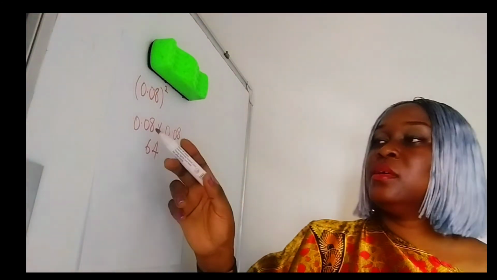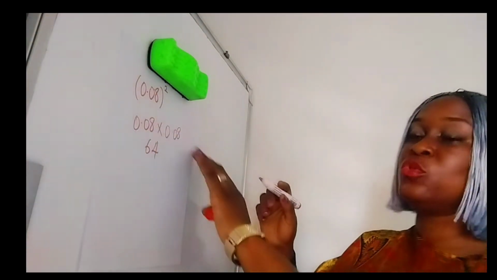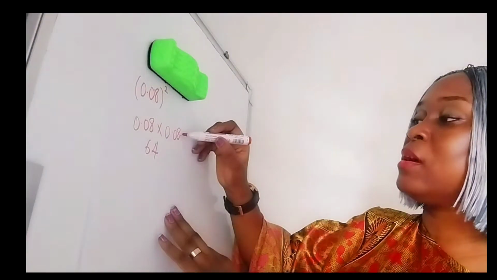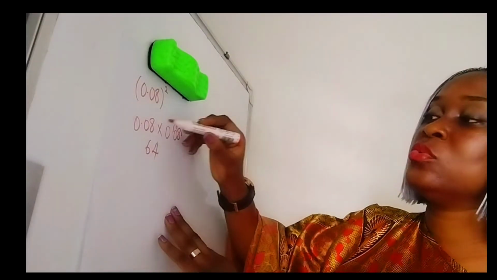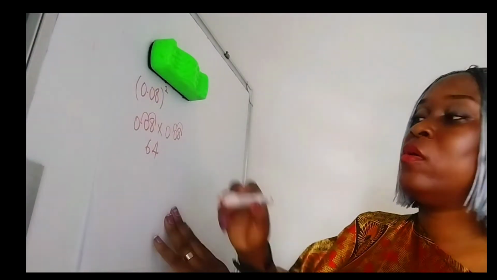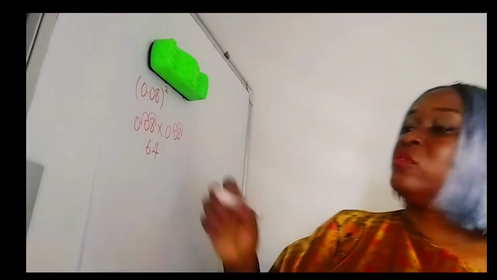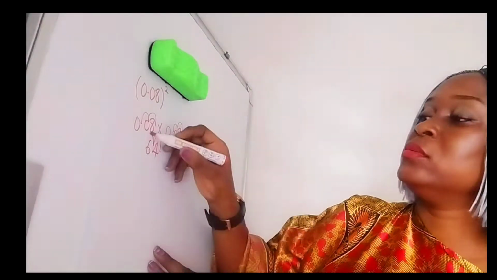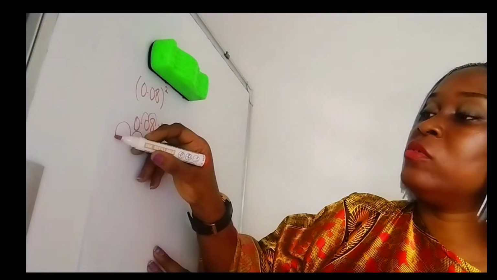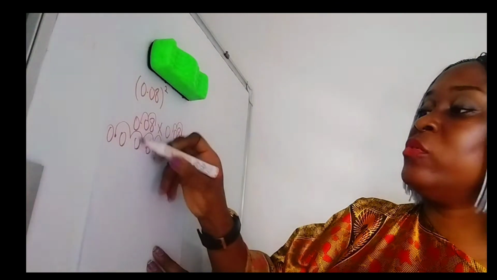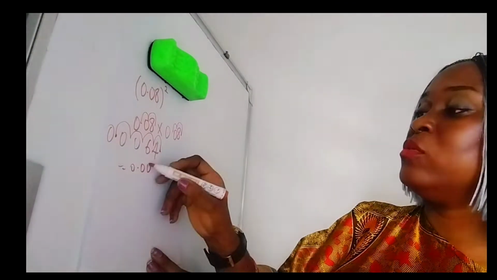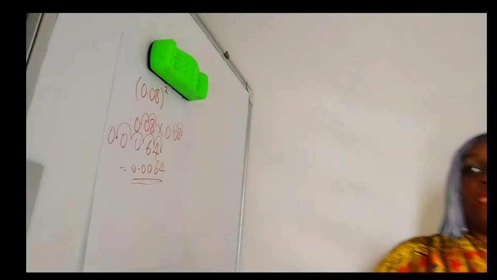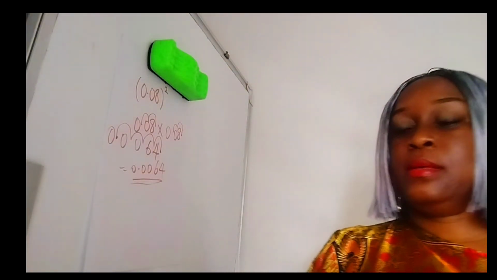Then you count how many decimal places you have in the total. Starting from the beginning of 8, let's count: 1, 2, 3, 4. So we have 4 decimal places. So we start from 4 and count 4 decimal places: 1, 2, 3, 4. Stops here. So put 0, 0. So our answer is 0.0064. The answer is there. Okay.